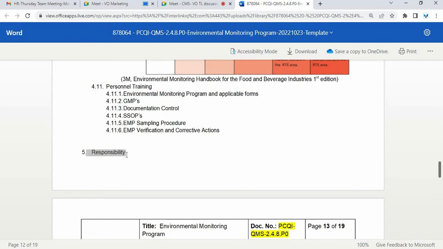The fifth component of the program is responsibility. The responsibility of the person is indicated. It covers what to perform to comply with the procedure or the policy.